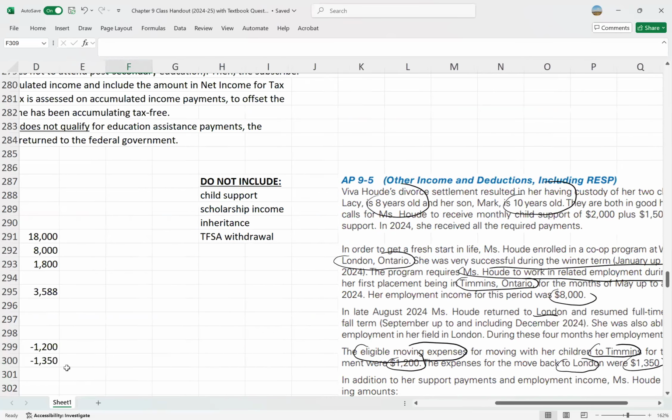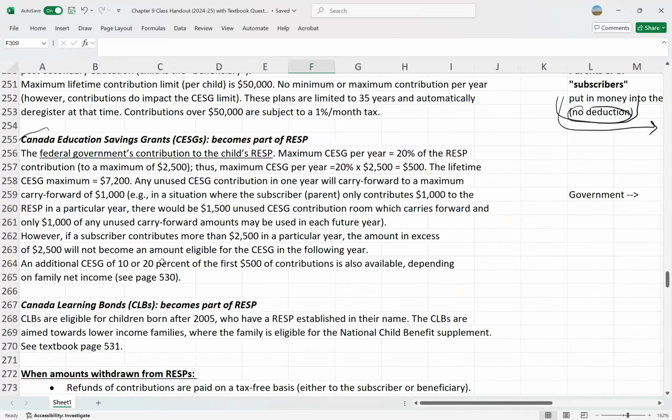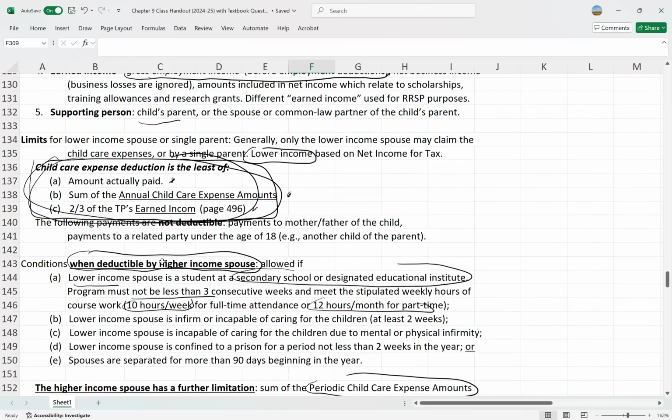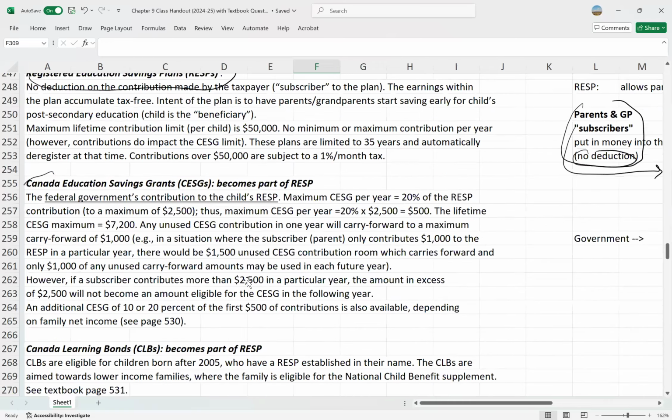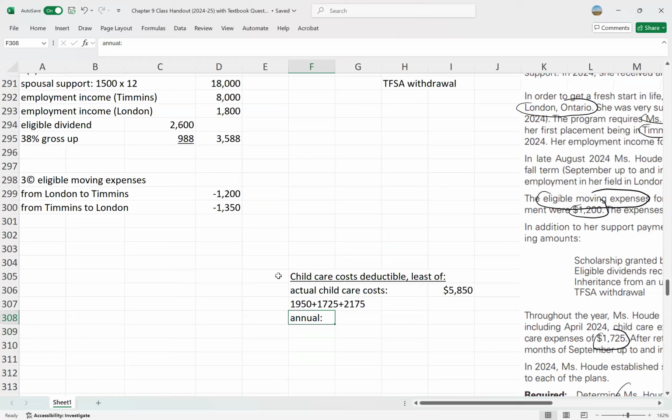So let's go back to our childcare cost discussion here. 8 and 10, they're between 7 and 16. And so it's going to be $5,000 per child. That's the annual amount. So let's go back to our question. So the total of the annual amount is going to be 10,000. And then the third amount is 2/3 times her earned income.